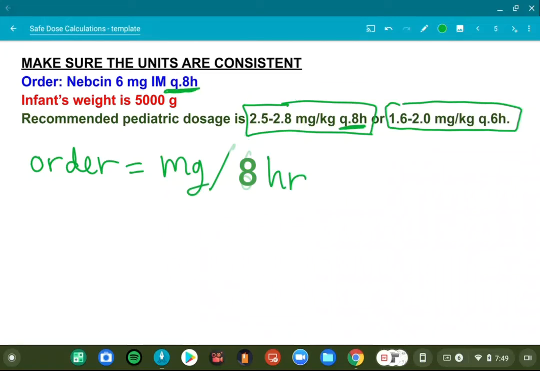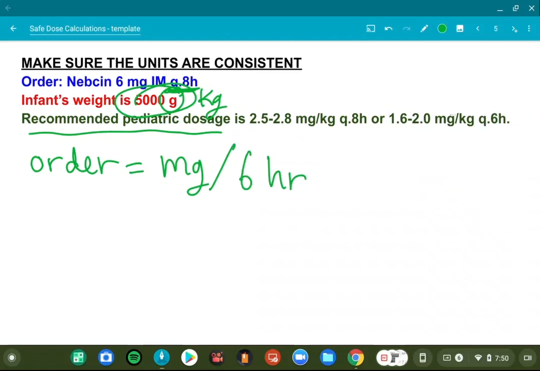And then also notice this patient's weight is given in grams, but the recommended pediatric dosages are given in kilograms. So make sure you convert this number to kilograms before you go forward. You can also convert that one to grams, but that's hard, and a lot of zeros, and a little unnecessary.